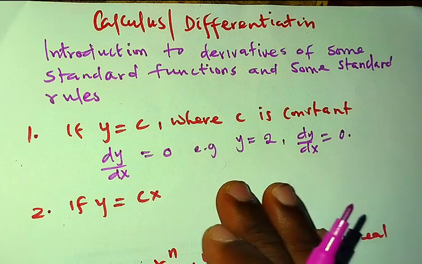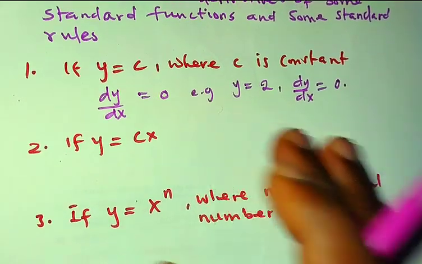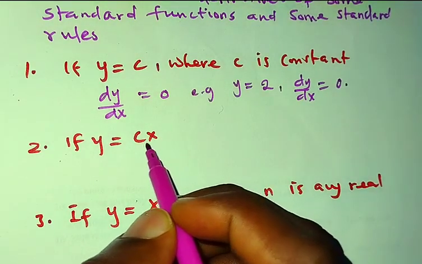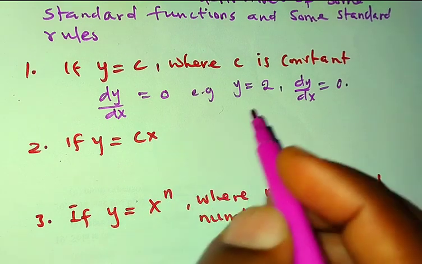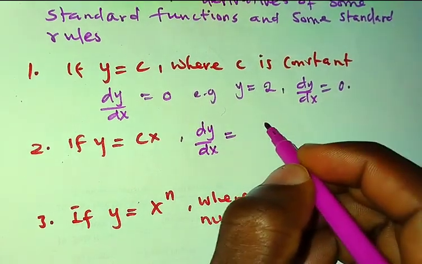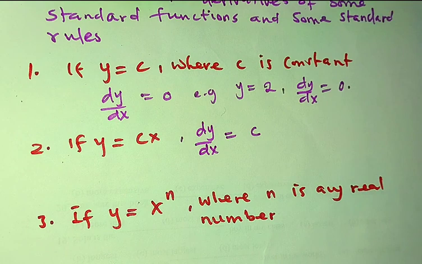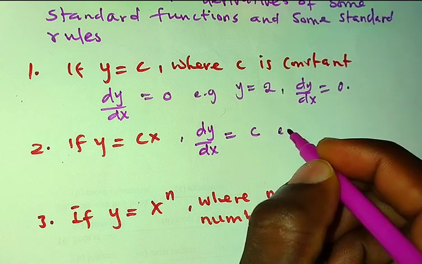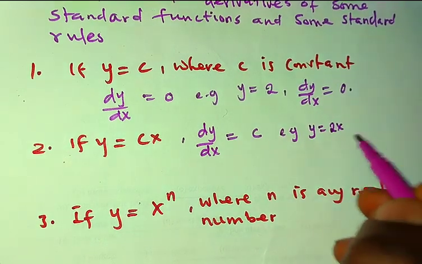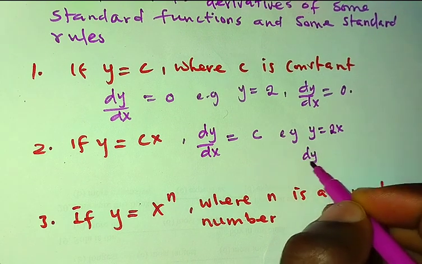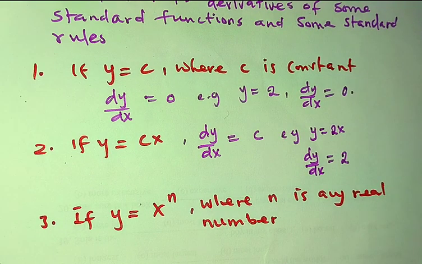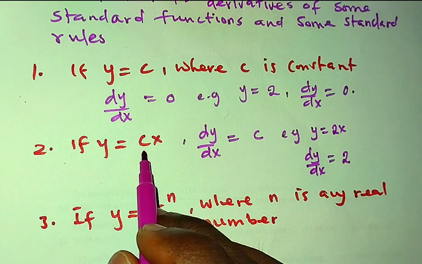So now let's go to the second one. If y equals cx, you can see here we have a variable x attached to c. So now the derivative of this one, dy/dx, is just going to be c. So for instance, let's say we have y equals 2x. So now 2 is our constant here. So dy/dx of this is going to be just the constant 2. So that is when you have the function in this form cx.